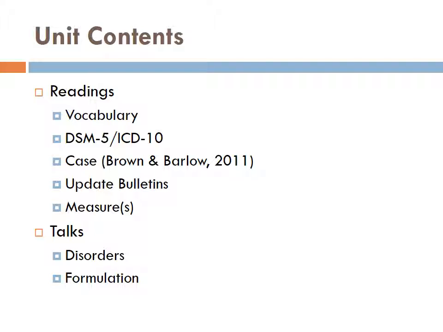Many of the units will have one or more update bulletins for DSM-5 that list corrections and updates for specific diagnoses. And in every unit there will be one or more measures that are relevant to the topic of the unit. You will also find 2 talks in each unit, one on the diagnosis or diagnoses that are covered in the unit, and one on some aspect of diagnostic formulation. There is a handout for each of these talks.